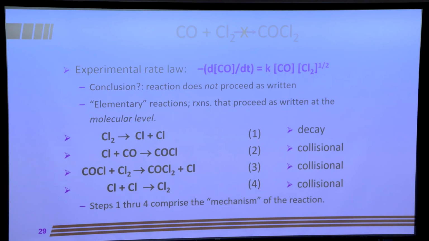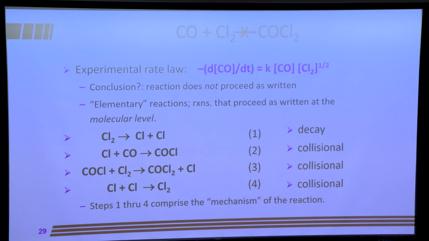So what happens? This is the mechanism for that reaction. We have Cl2 giving us 2 Cl radicals. That's a unimolecular decay or decomposition. And then a Cl radical reacts with CO to give COCl. And then COCl reacts with another molecule of Cl2 to give us COCl2, the product, plus Cl. And then one of the Cls that were left over from here plus one of the Cl that's produced here recombine to give Cl2. Okay?